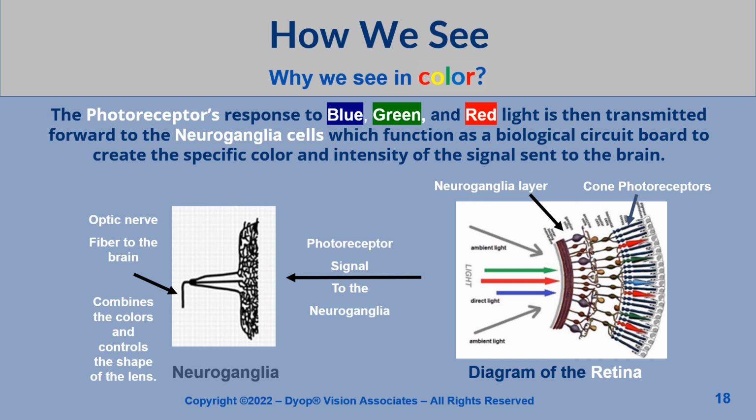The photoreceptor's response to blue, green, and red light is then transmitted forward to the neuroganglia cells, which function as a biological circuit board to create the specific color and intensity of the signal sent to the brain.